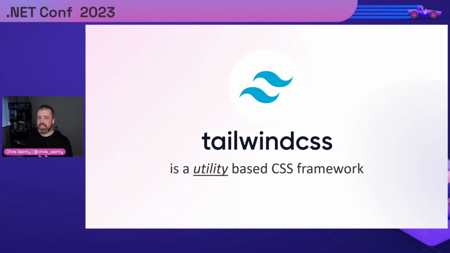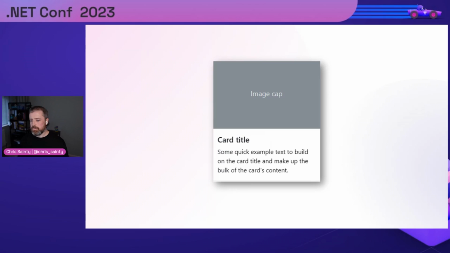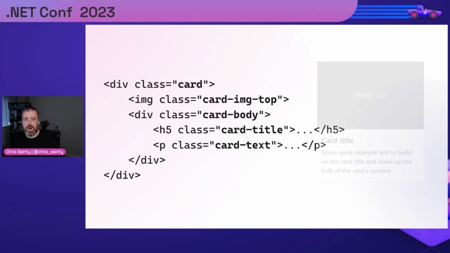So let's look at a more concrete example of this to try and hammer this home. Let's pretend we want to create this card component. Now, this is lifted straight out of Bootstrap's documentation site. So what would this look like if we were doing it with Bootstrap? Well, this is the markup that you would need to use to create that particular card.